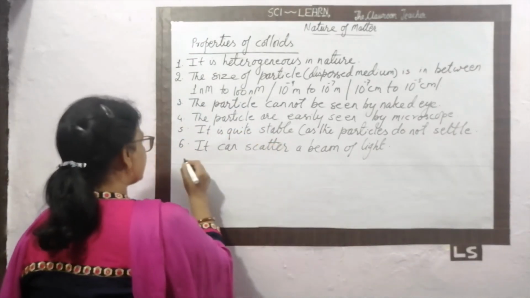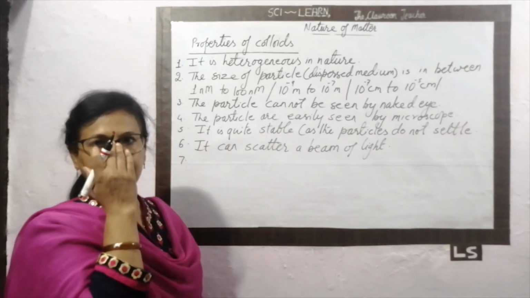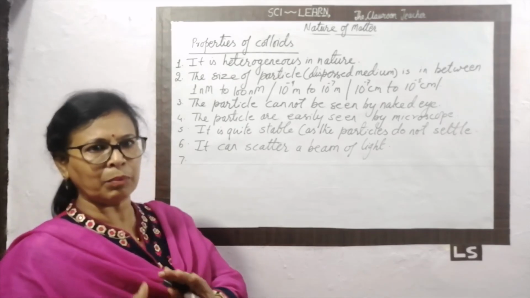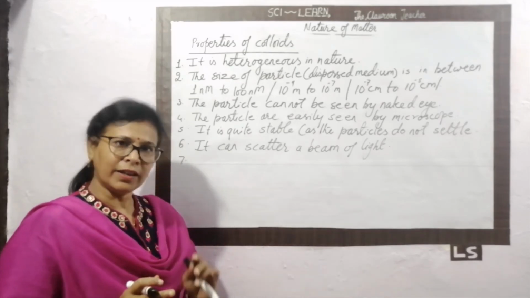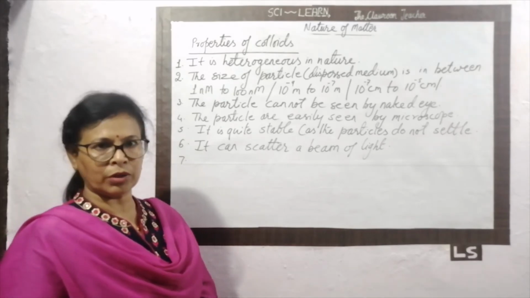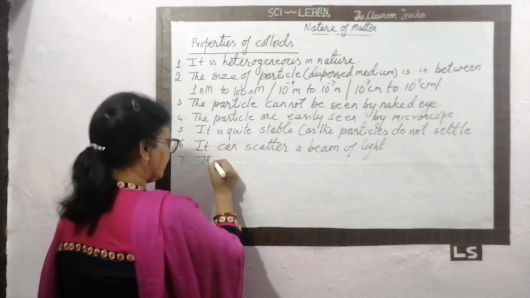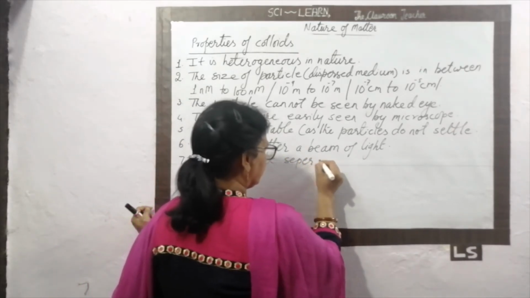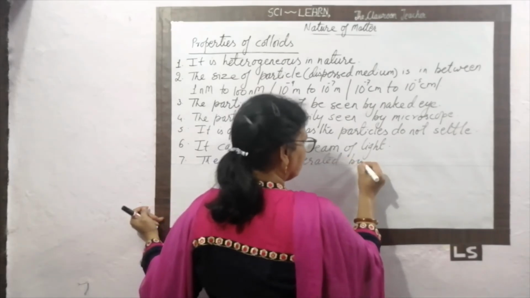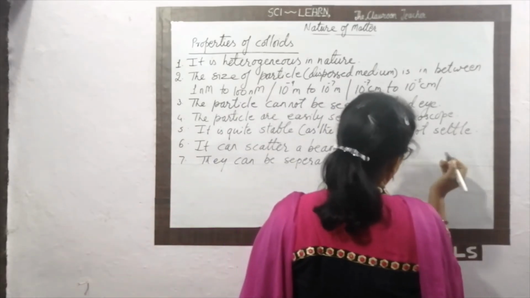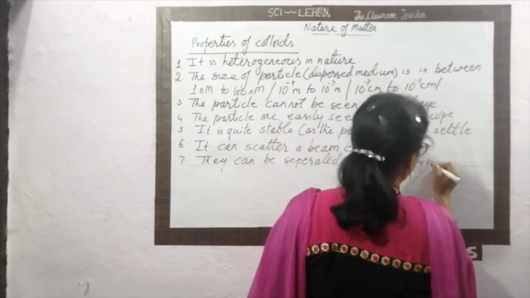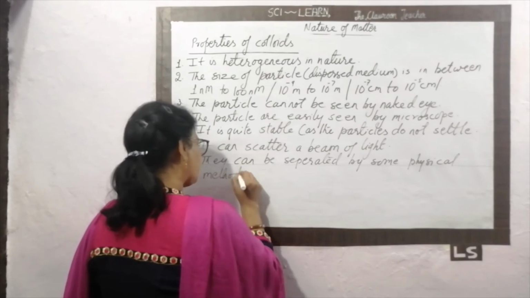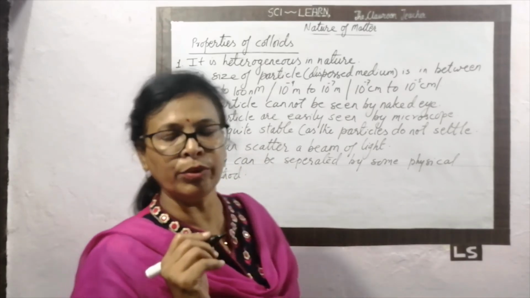Now, what is next? Next, it is also a very important thing. We are able to separate it with the help of certain processes, that is, by physical methods only. That is not a chemical method. So they can be separated by some physical methods. Now, what type of physical methods are there? In your home, you saw it very well.